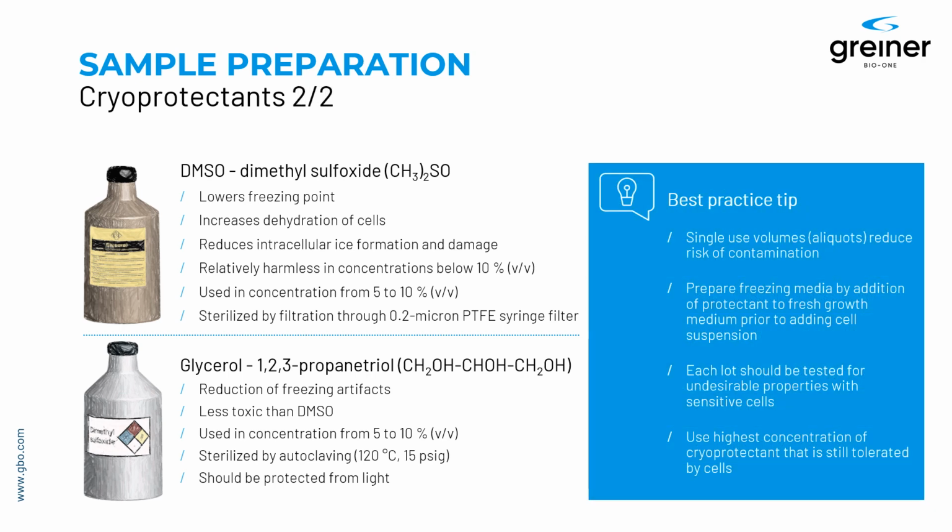Before we move on with freezing, I want us to have a quick look at cryoprotectants again and come up with some best practice tips here. The first one is to use single-volume aliquots to reduce the risk of contamination. The second one is to prepare everything freshly. In particular, this is important for growth media. They should be freshly prepared, then add your cryoprotectant, and afterwards add everything to your cell suspension.